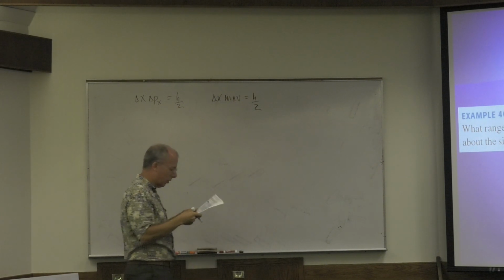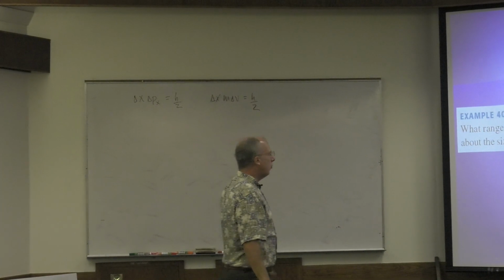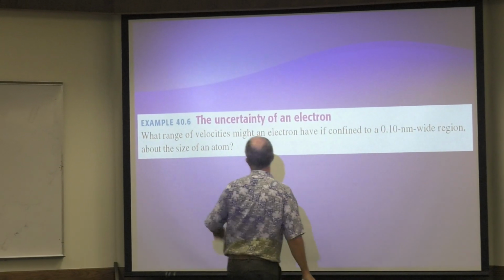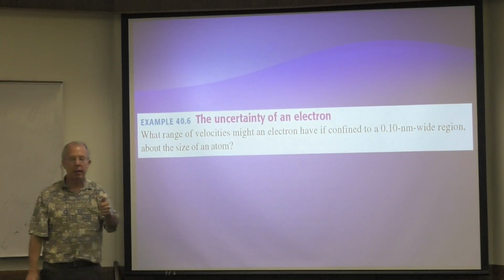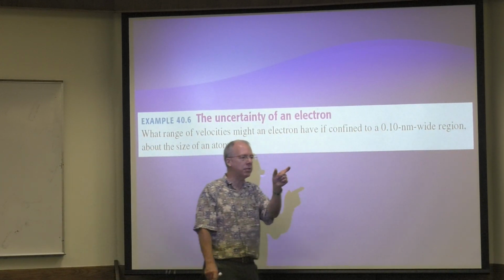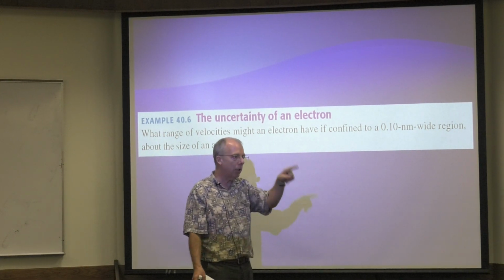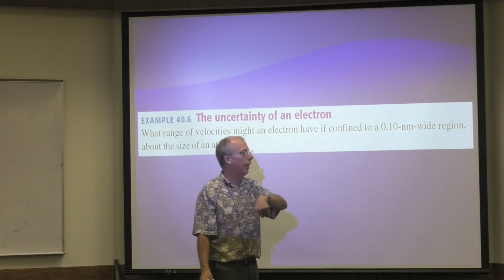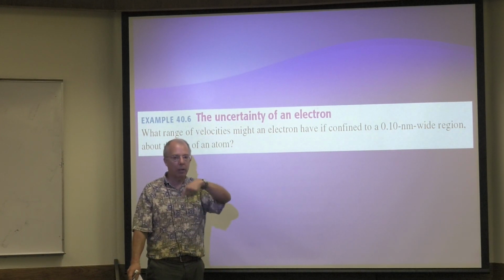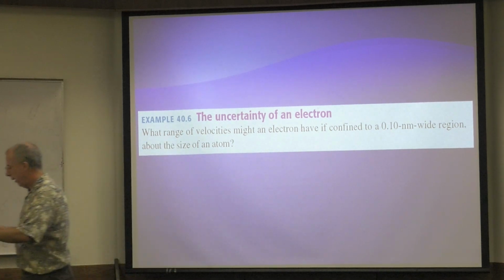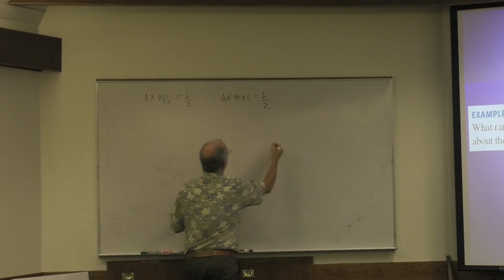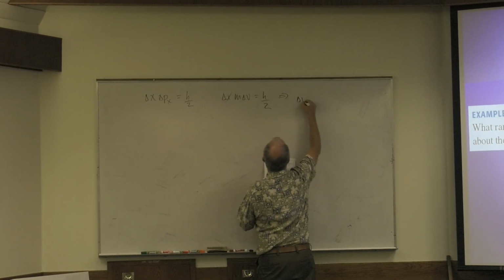All right, now this is cooler. What range of velocities might an electron have if it's confined to a 0.1 nanometer wide region, about the size of an atom? Now think about it. The atom is about 0.1 nanometers wide, 10 to the minus 10 meters, that's about an atom. And so the electron is confined. We want to know what's the range of velocities according to quantum mechanics for this poor little electron orbiting the nucleus. So we're just going to use this again. All right, so here we are. This gives us delta v.